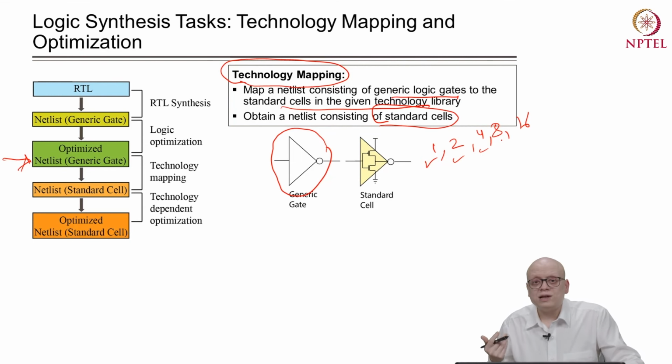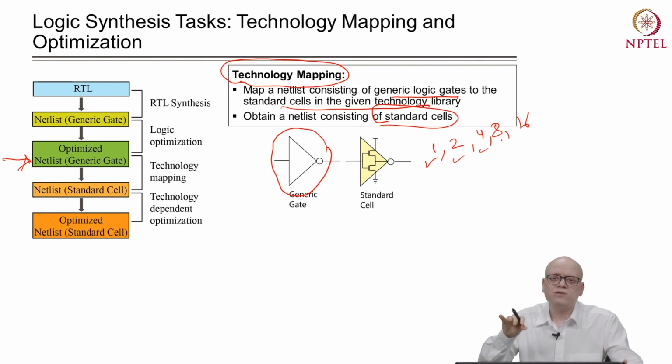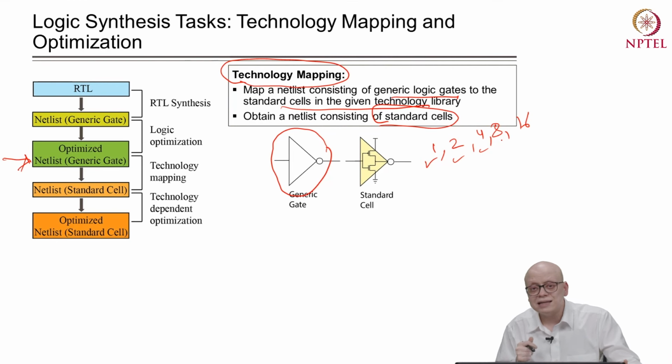So there are many options available for a logic synthesis tool to map a generic netlist, in terms of generic logic gates, to a netlist in terms of standard cells, right? Because for the same Boolean function, we can pick many different kinds of standard cells from the technology library. So the solution space is huge, and finding an optimum solution from that solution space is a challenge that the technology mapper needs to handle.